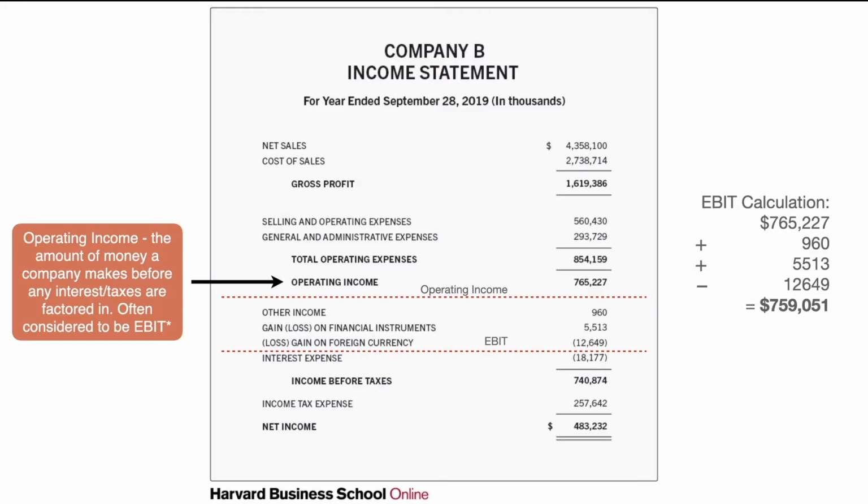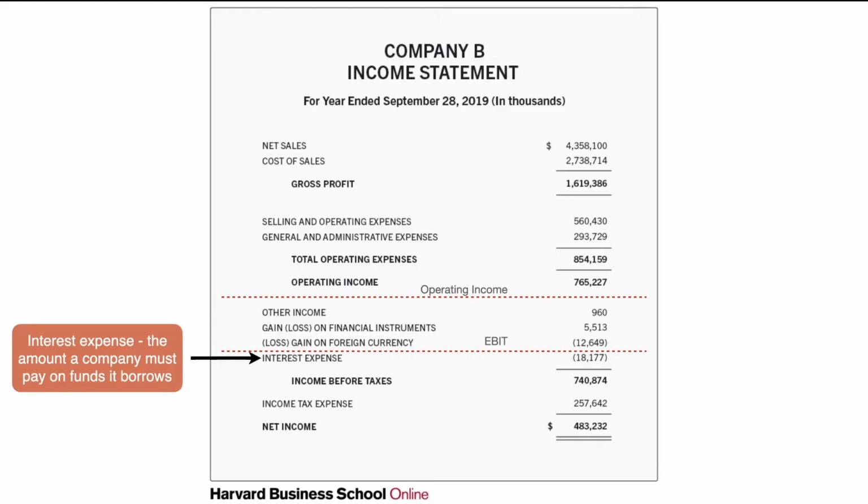We have our operating income of $765,000, to which we'll add $960 plus 5,513 and subtract 12,649. That will give us an EBIT value of 759,000, or in this case, 759 million, because the income statement is in thousands. Below our EBIT line is the interest expense.